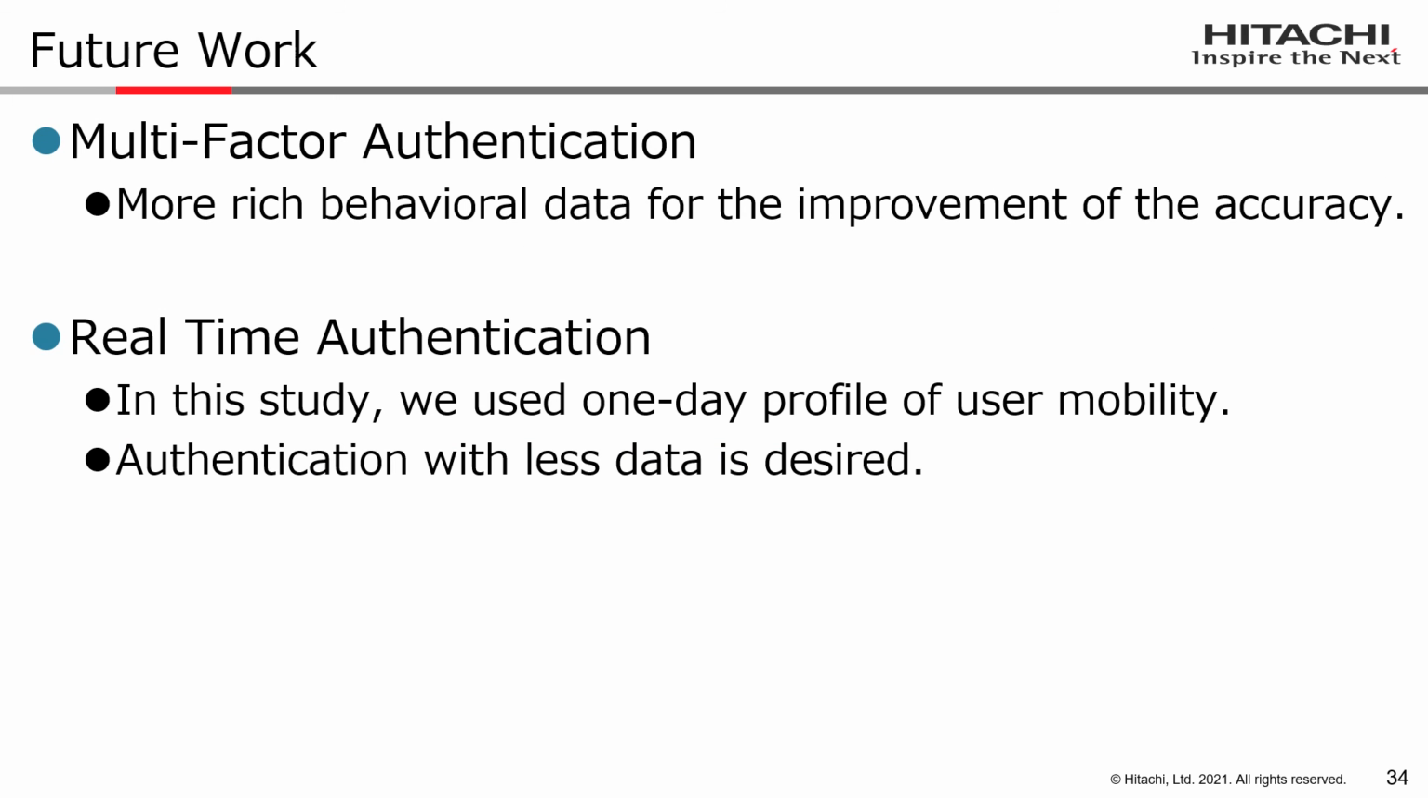Future work. When using location history only, it is impossible to tell whether the person is the same one or not if they are going where they usually don't go. The system needs to use other information such as touch screen operation, applications visited, and websites visited. The improvement of the accuracy by using richer behavioral information is our future work. And in this study, we used a one-day profile of user mobility. Authentication with less data is desired for timely fraud detection. The evaluation and improvement of the accuracy with less data is our future work.